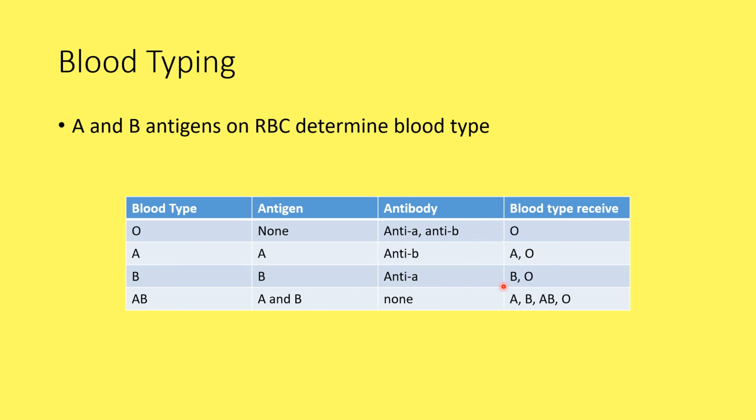To figure out who can receive what blood types, you have to understand that when you are receiving blood, you are getting the red blood cells. So you have to look at what antibodies you have and what's on the red blood cell that you are receiving. For instance, I know that I'm type O blood. So I don't have any antigens on my red blood cells, but I have anti-A and anti-B antibodies in my plasma. So you can always receive the type of blood that you are. So I know I can get type O.